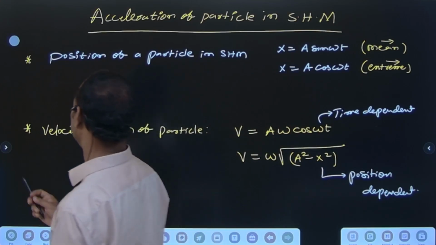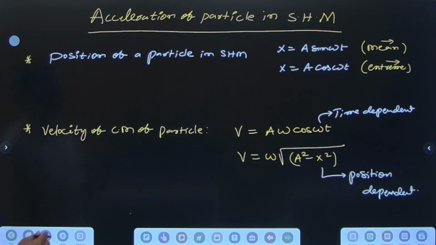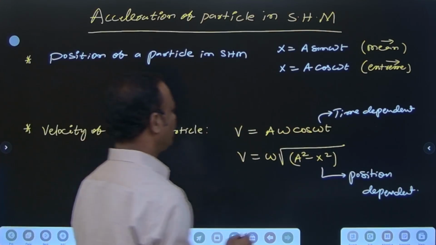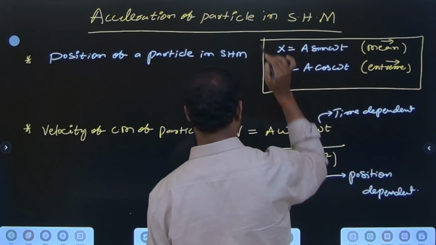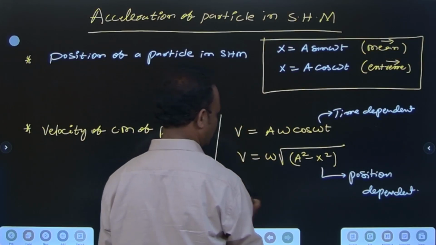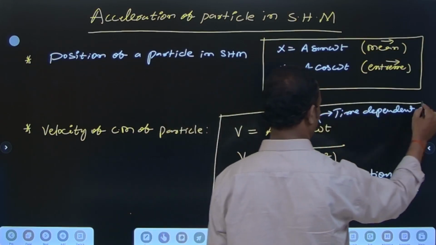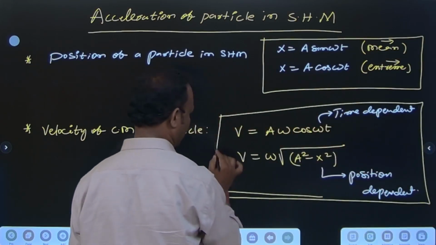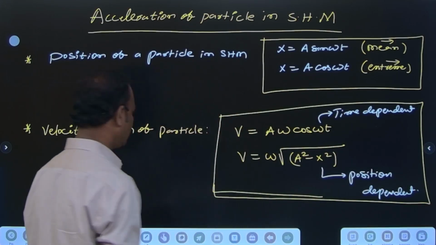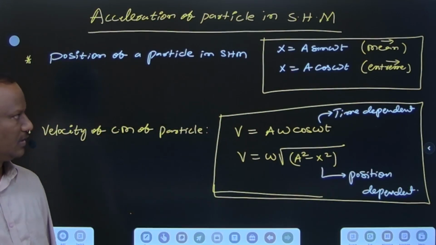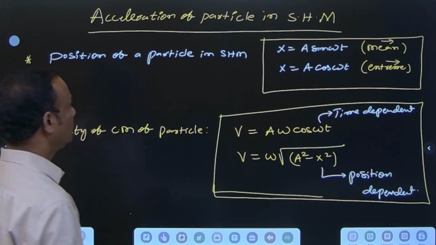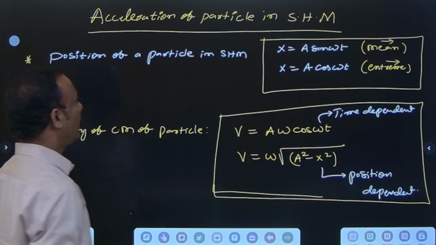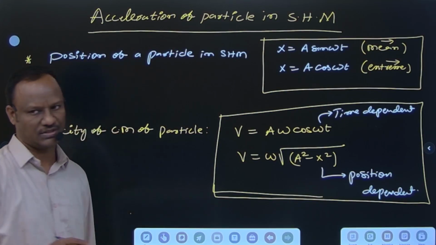So this is about the position of a particle in SHM, and the velocity of a particle in SHM, with the relations for position dependent and time dependent forms. Now next, what is the acceleration of a particle in SHM?